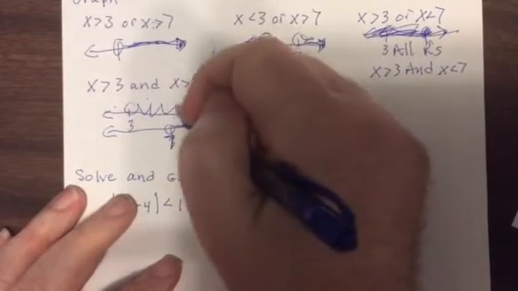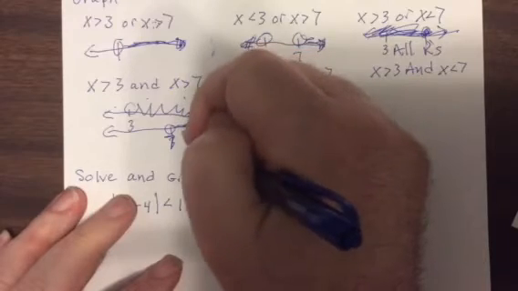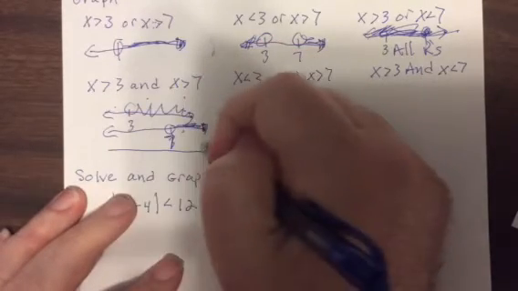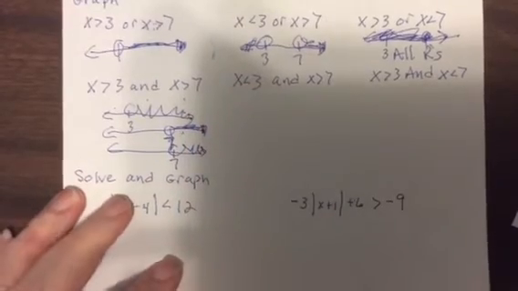Here we go. So, there we go. Here, on top of each other. True for both. So for an and, it's always the shorter one when it's going in the same direction.